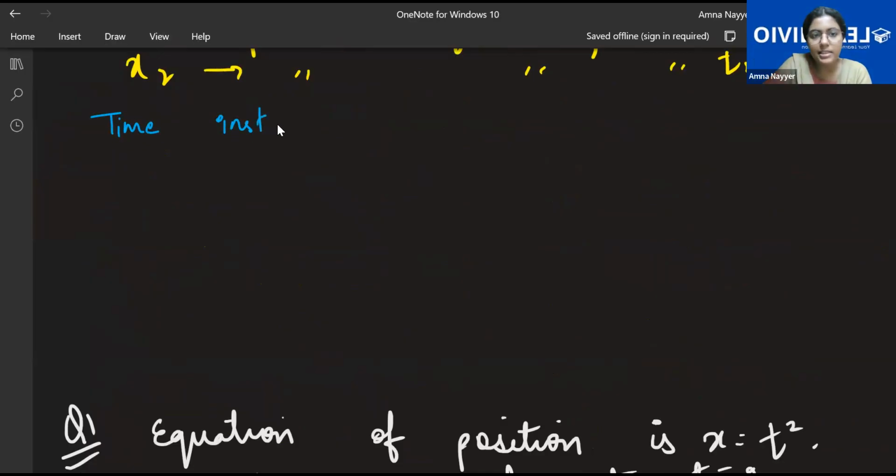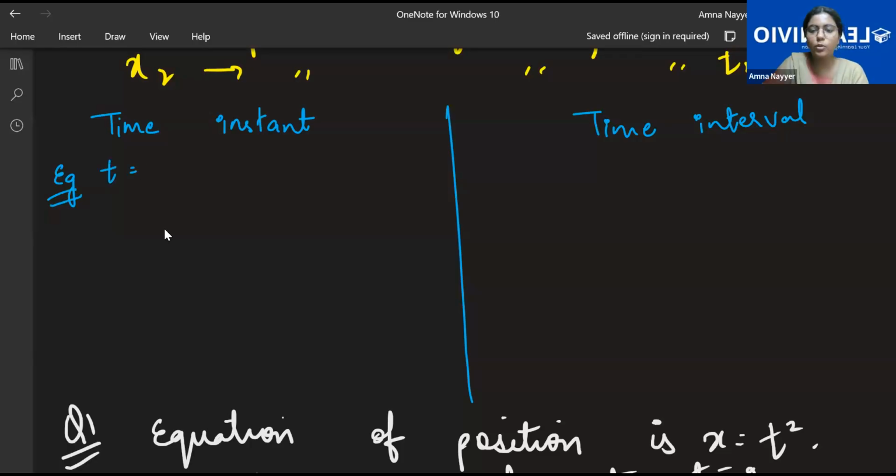And on one side you have the time instant, and on the other side you have the time interval. Okay, time instantaneous and time interval. Time instant means, let's say, if I say calculate the speed exactly at 0.1 second, or calculate the speed exactly at 2 seconds. At one time I'm giving you, I'm not giving you an initial time or a final time.